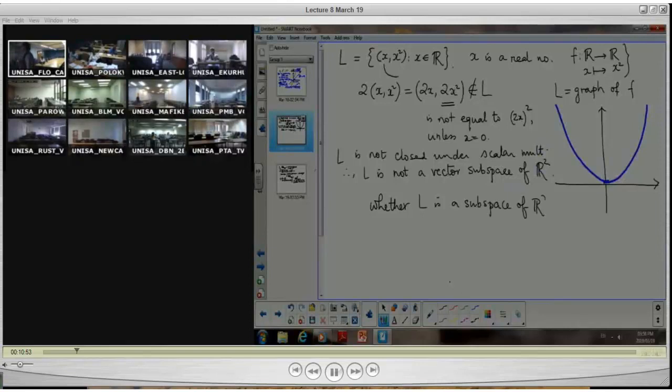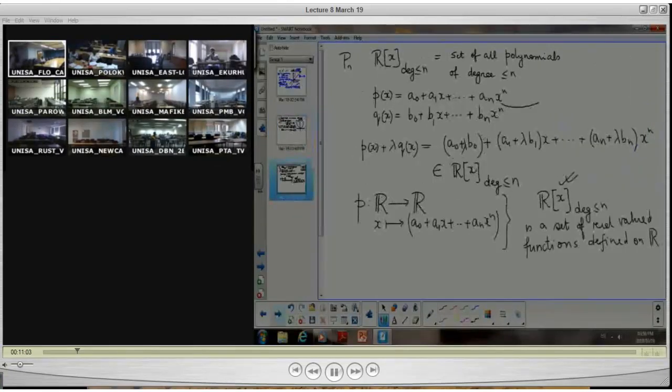But aren't all subspaces vector spaces? One minute, I've not finished. Here it is actually a little bit different. If you look upon this, you are also having graphs.